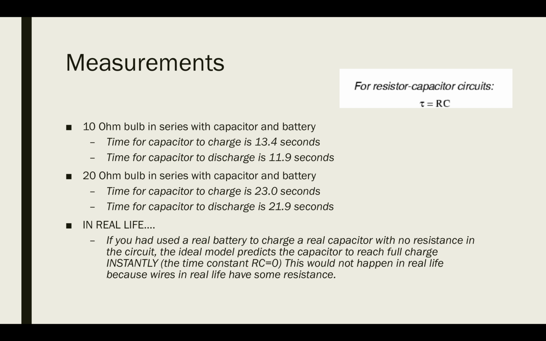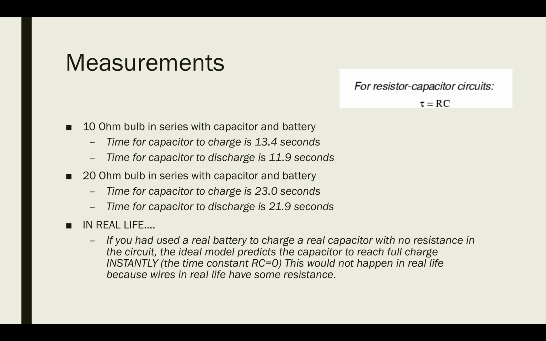The time for a capacitor to charge increased with the bulb with higher resistance when the 10 ohm bulb was replaced by a 20 ohm bulb. This is because the time for a capacitor to charge and discharge in a circuit with a resistor, also known as an RC circuit, is related to something called the time constant, represented as tau, or RC. If the resistance is lower, it takes less time for the capacitor to charge.